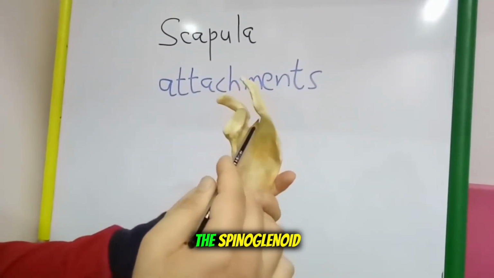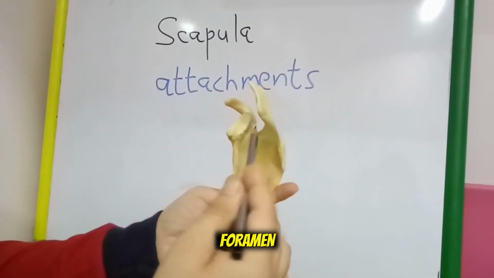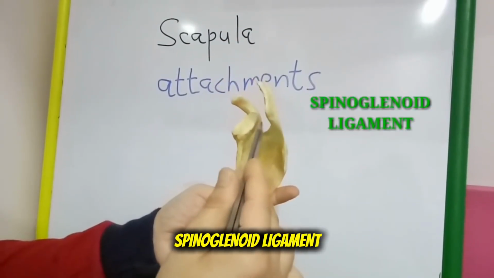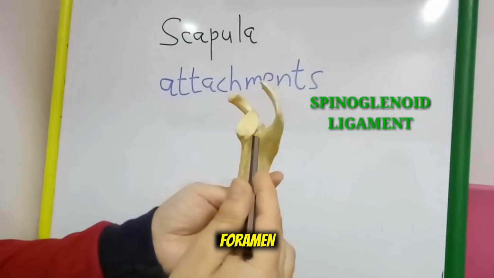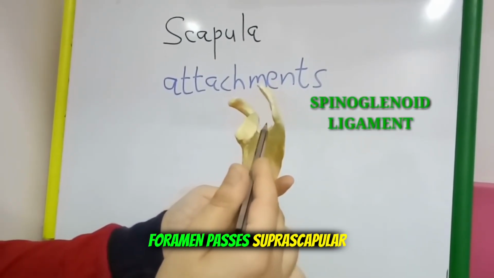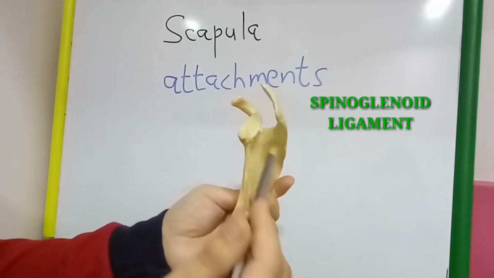The spinoglenoid notch is similarly converted into a foramen by a ligament, which is known as the spinoglenoid ligament, and through this foramen pass suprascapular vessels as well as nerve.